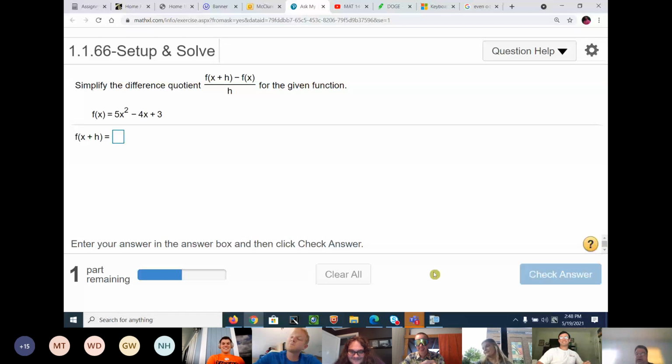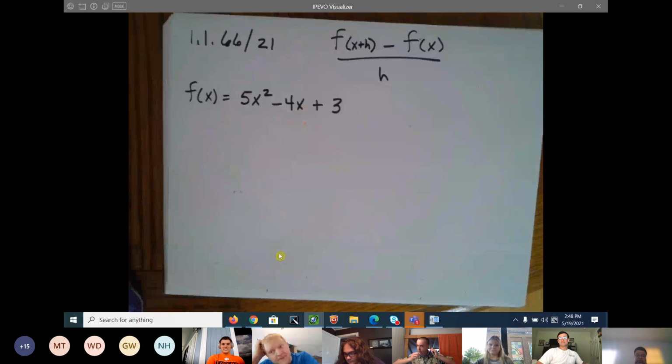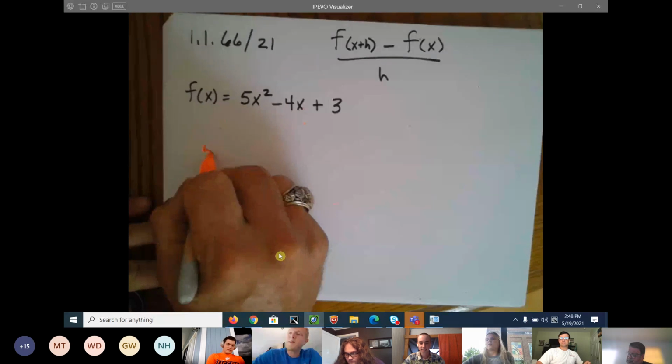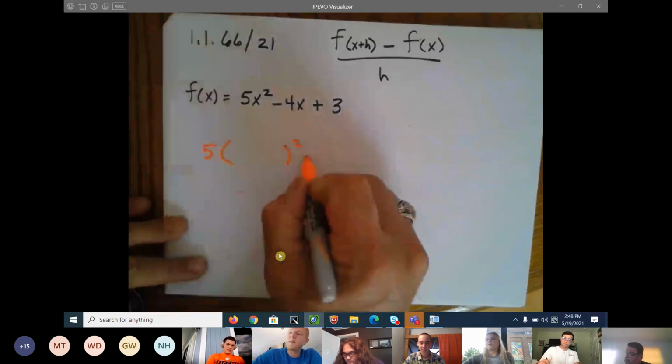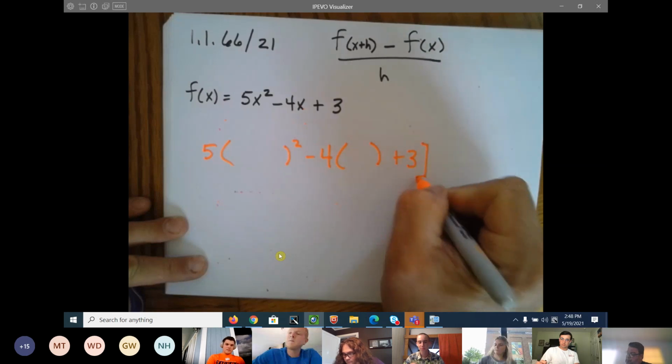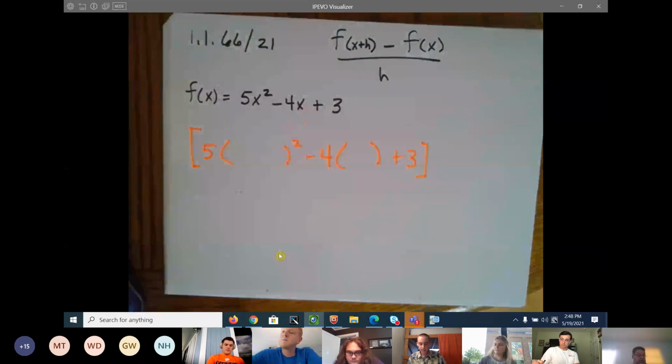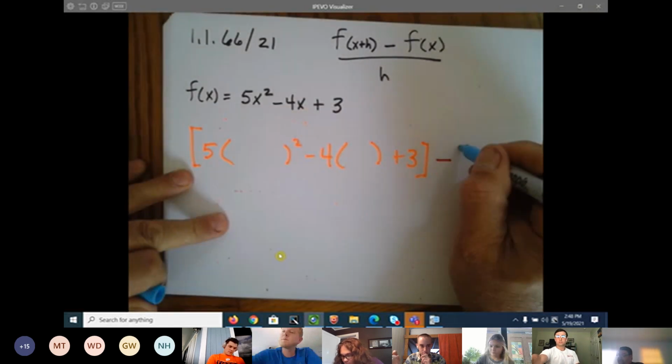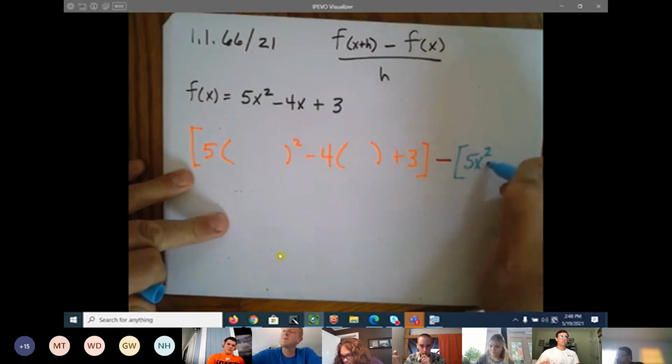All right, y'all ready? So I'm going to take my big set of parentheses, and I'm going to subtract. I'm going to use my red marker so I won't have to highlight it. Blue, 5x squared minus 4x plus 3.